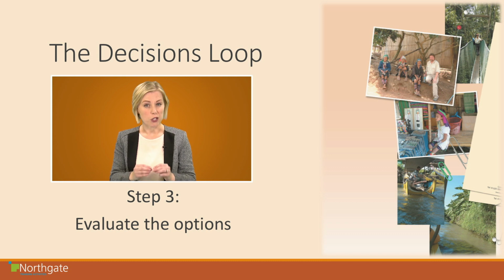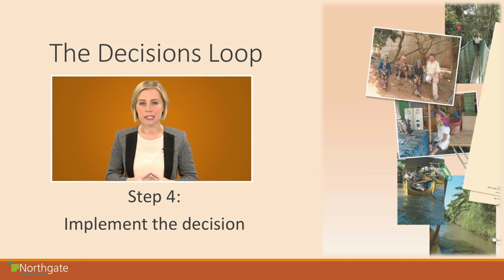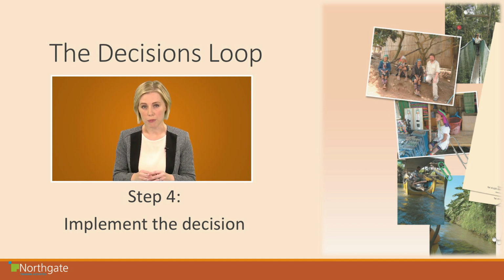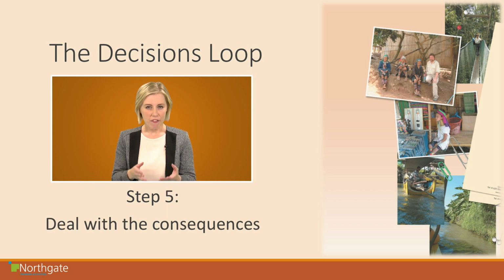This assumes that you have a clearly identified overall objective. Step 4, implement the decision. Once you have chosen your option A, B, C, D or E, you input to the computer or laptop. Each team has its own 4-digit PIN number, which gets them to the right part of the program. Step 5 is deal with the consequences.